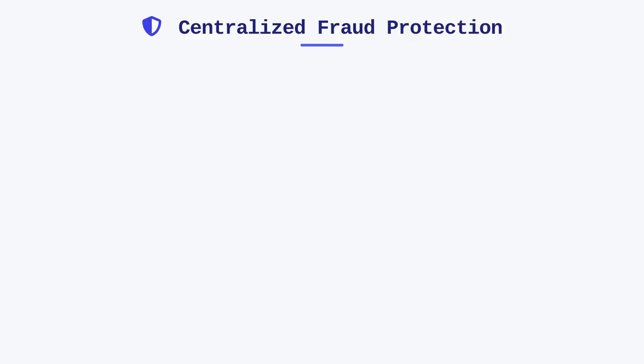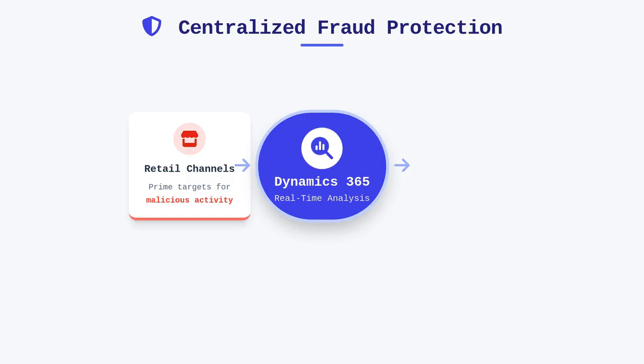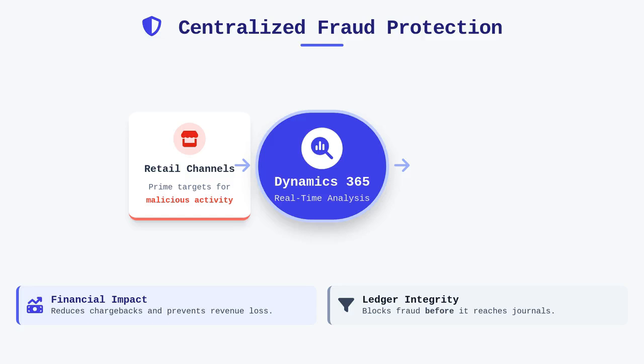Beyond reconciliation, centralized fraud protection serves as a critical defense mechanism within this architecture. Because retail channels are prime targets for malicious activity, Dynamics 365 integrates real-time fraud protection services that analyze user behavior and transaction patterns across all channels. From a financial impact perspective, this protection is instrumental in reducing chargebacks and potential revenue loss. When the system detects fraudulent behavior, it can block a transaction before it ever reaches the financial journals, thereby preserving the cleanliness of the ledger.